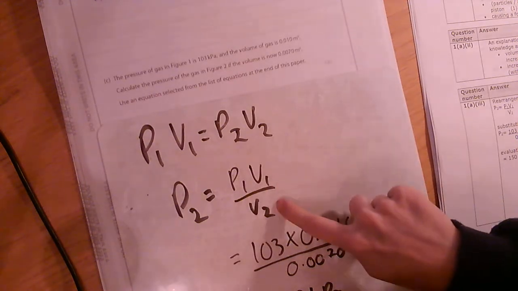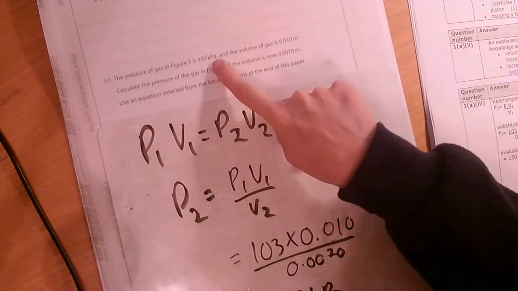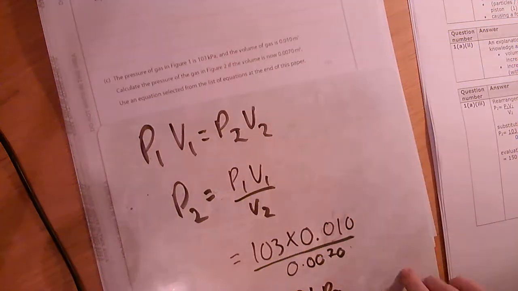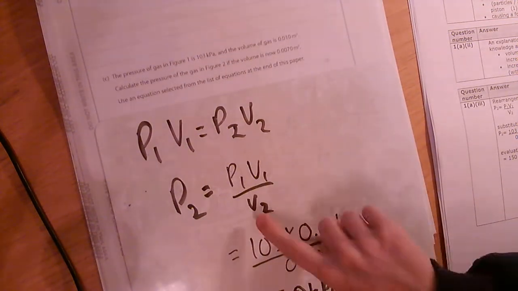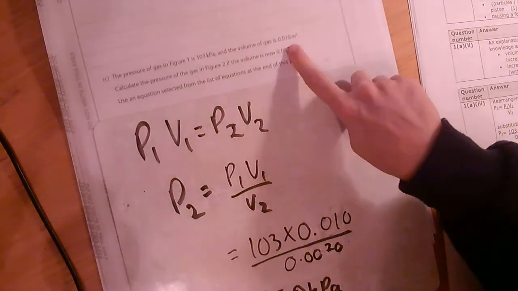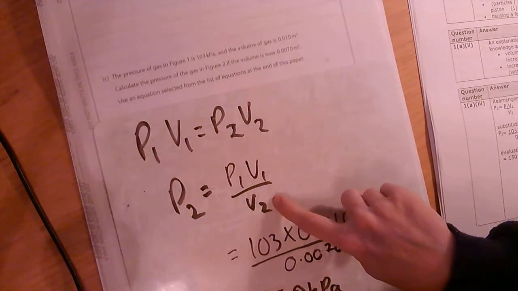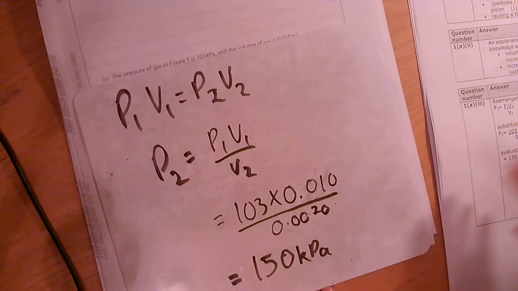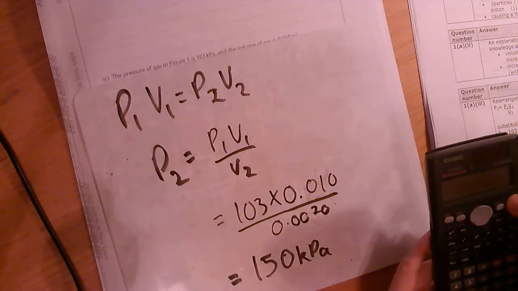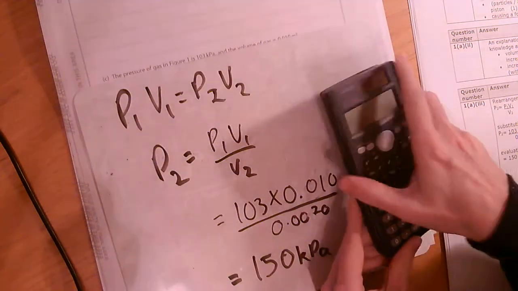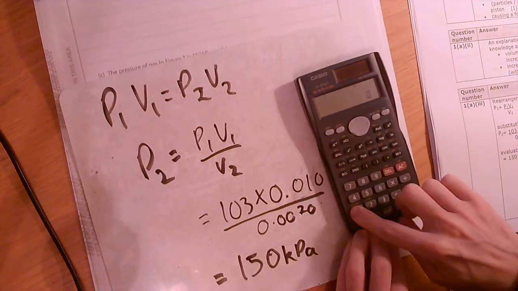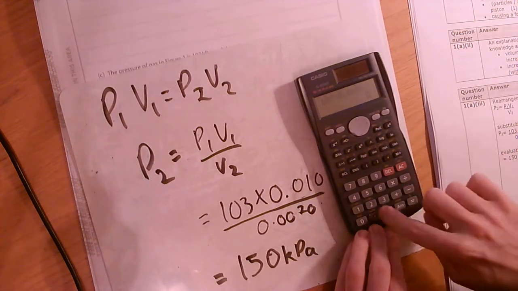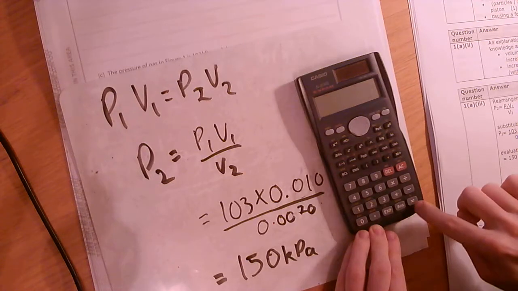So I've got P1 V1 over V2. P1 has to be my initial pressure. We're told that's 103 kilopascals there. That just means that the pressure I'm going to get is going to be in kilopascals. V1, the volume at the beginning, was 0.01, and V2, the volume at the end, is 0.007. Put the numbers in and stick them into your calculator. What you'll find is that it doesn't quite get you 150. So I'll just show you 103 times 0.010 divided by 0.007 will give you 100.